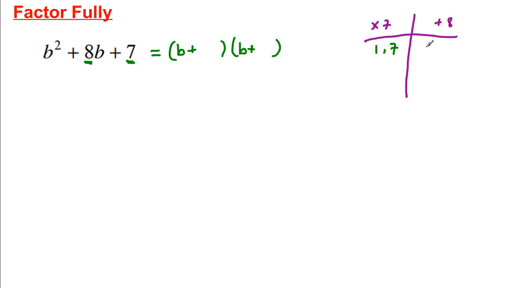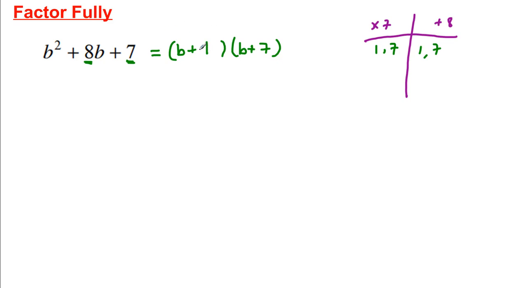Now, those numbers, fortunately, 1 and 7, also add to 8. So it looks like those are our numbers. Nice and simple. You can put them in either order. I'm going to put the 1 here and the 7 here. But now we factored this.